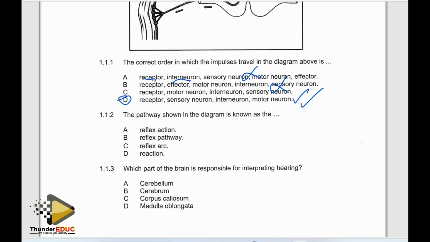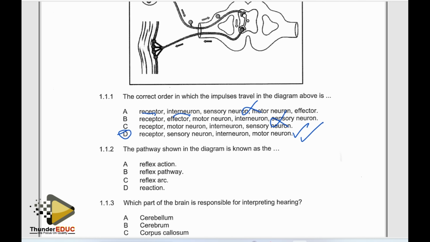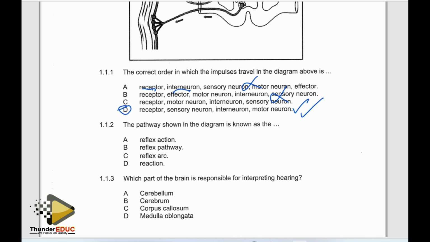Then they're saying that the path shown in the diagram is known as a reflex arc. Remember, we said that it is the path traveled by the impulse during the reflex action, if you remember our last minute discussion. So the answer becomes C. So that one becomes the most correct answer.